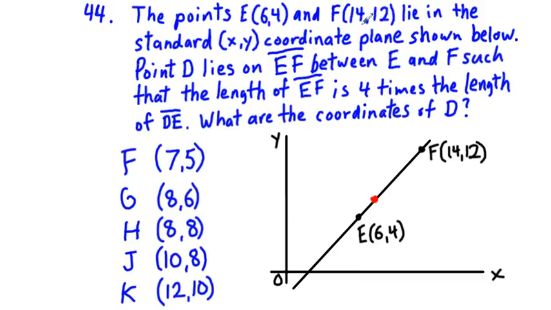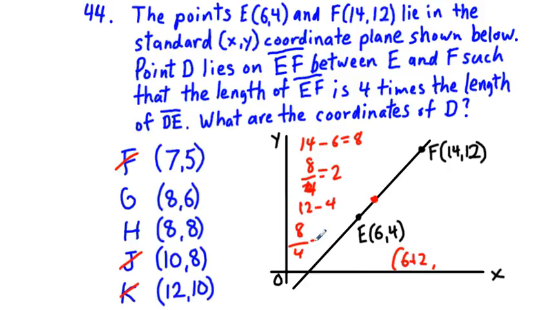Well, the difference between this x-coordinate 14 and 6 is going to be 8. And if we have 1/4 the distance, we take that 8 divided by 4, which equals 2. So in this E point, you're going to have 6 plus 2 as our x-coordinate, so that's going to eliminate J, K, and F. And then for the y values, we have 12 minus 4, which equals 8, and 8 divided by 4 is also 2.